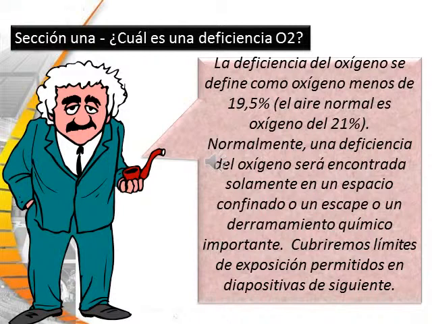What is an oxygen deficiency? Oxygen deficiency is defined as oxygen less than 19.5%, where normal air is 21%. Normally, an oxygen deficiency will only be found in confined spaces or in a major chemical leak or spill. We will cover permissible exposure limits in the following slides, otherwise known as PEL.